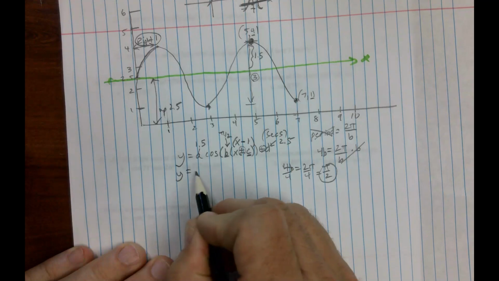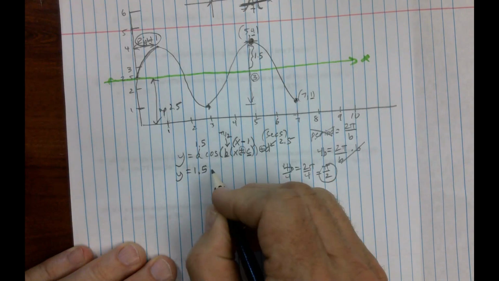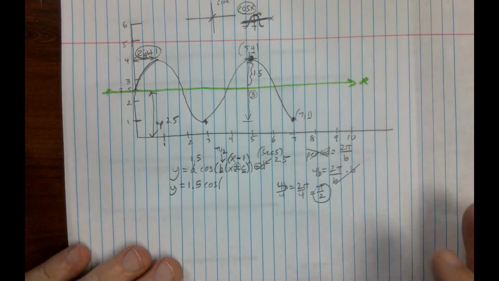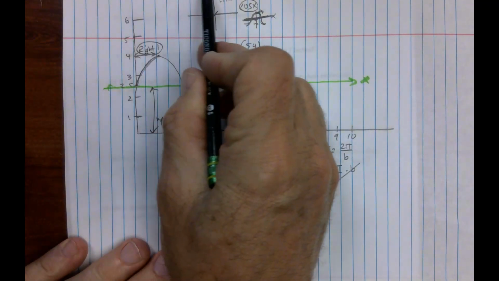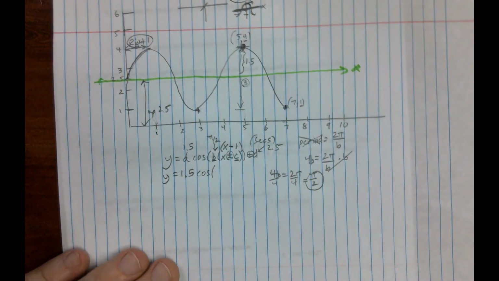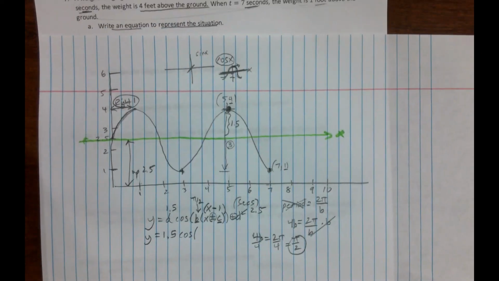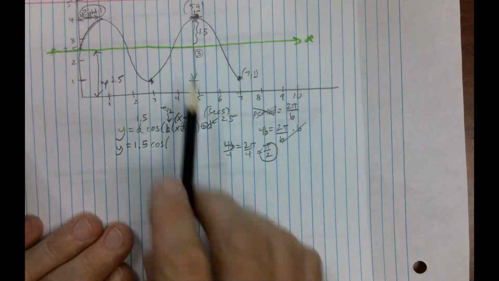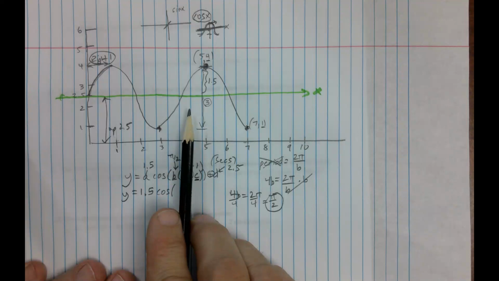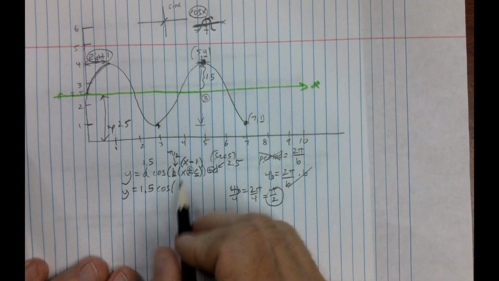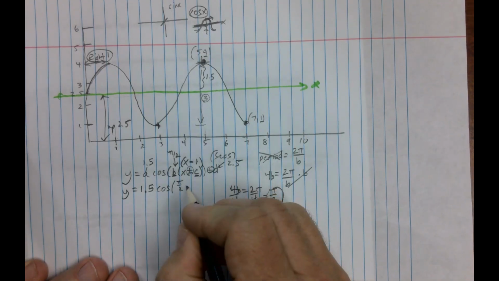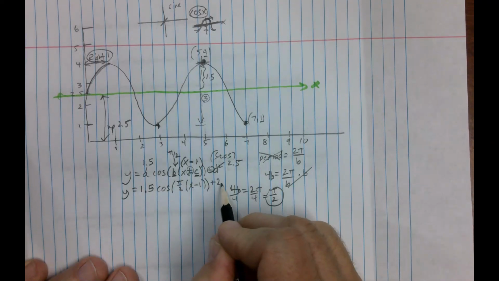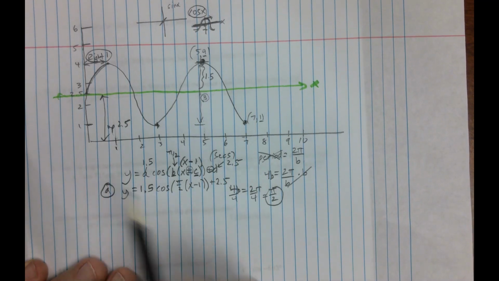So y equals 1.5 cosine, and I forgot one thing. Write the equation to represent the situation. So obviously that's what I'm trying to do. Whoops, I didn't show it on the screen. Write an equation to represent the situation. So here's the drawing. Can't get away from drawing on this. And then pi over 2 times x minus 1, plus 2.5. So there's my answer for part A.